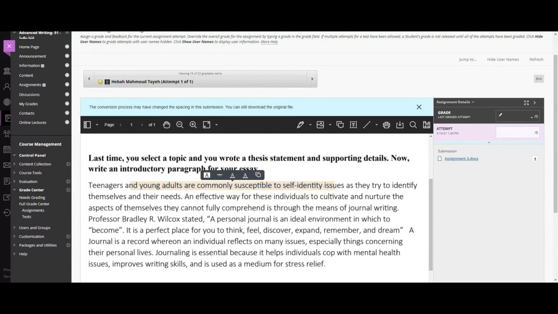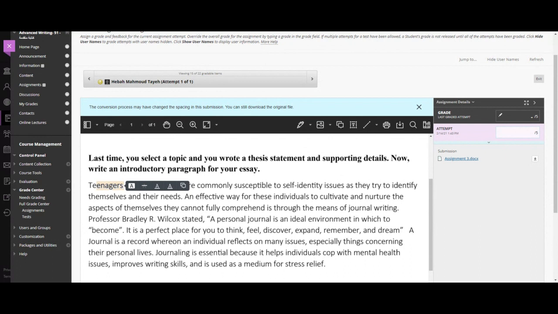Sorry, Professor, I disconnected. Can you repeat what you said? I'm sorry. Here, when you write, for example, teenagers and young adults, you make sure that you know what you mean by the two terms. What's the difference between teenagers and young adults, right? Okay, yeah, Hiba? There is a difference between adults and teenagers. Yeah, but I'm kind of putting them in the same category. I specified young adults because they are both typically susceptible to self-identity issues. That's why I put them in the same category.